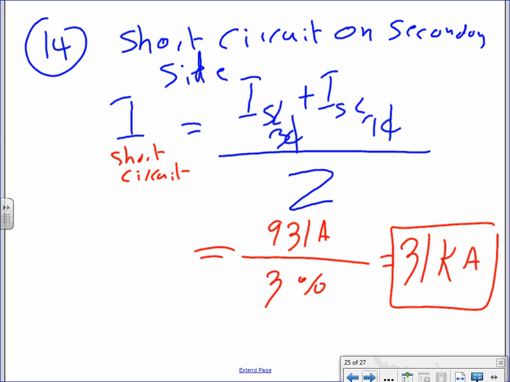Any comments, guys? Any questions? So that will conclude, guys, our transformer calculation. And now, from now on, we move into a whole different topic. So hopefully that's a good review.